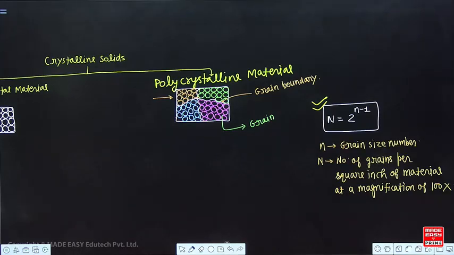Achilles, it has several consequences. Basically, this number decides several properties of the material. That's why we counted this number.